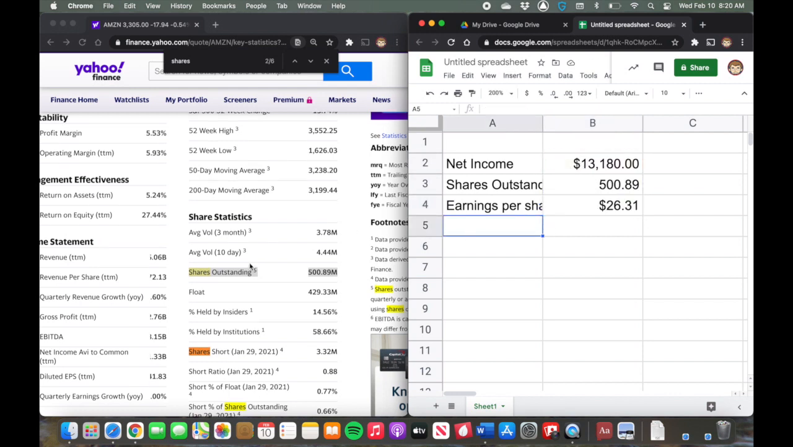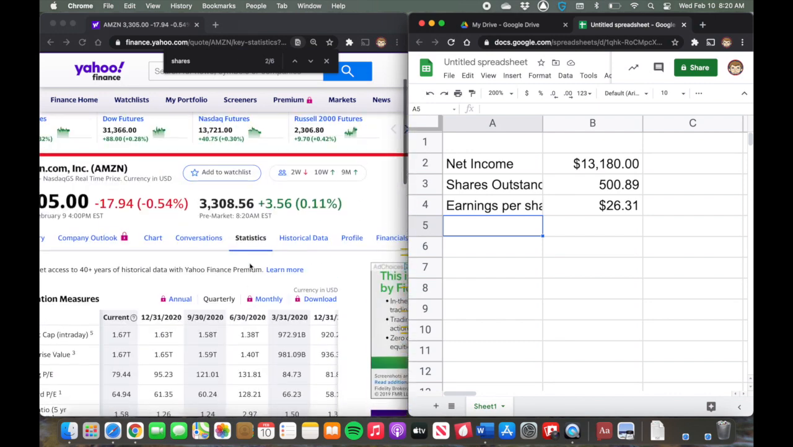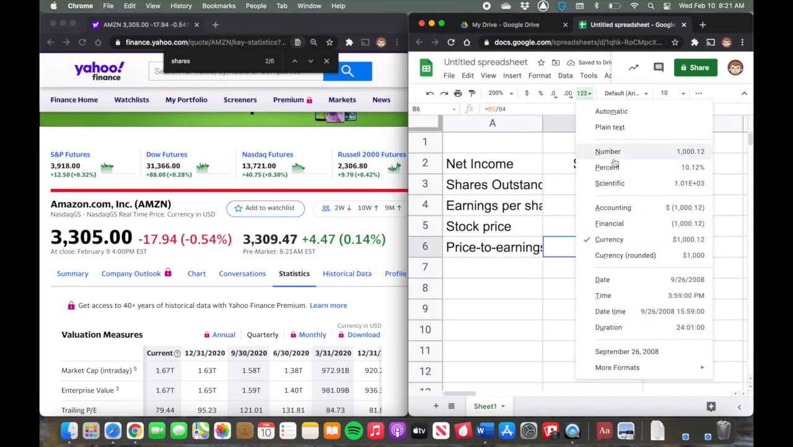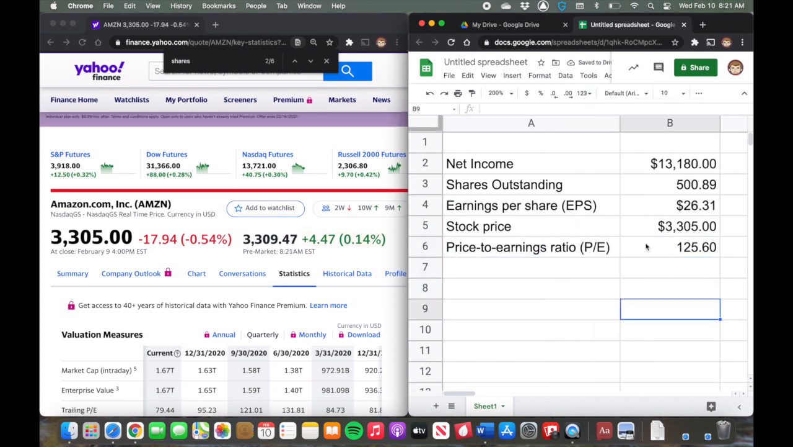Then we'll look at the PE ratio. Currently, Amazon's stock price is $3,305. And the PE ratio, price to earnings ratio, is the price divided by the earnings. Amazon is currently $3,300 per share is the stock price. And if you divide that by Amazon's earnings per share, you get 125.